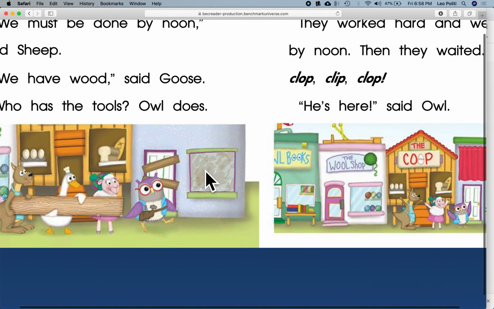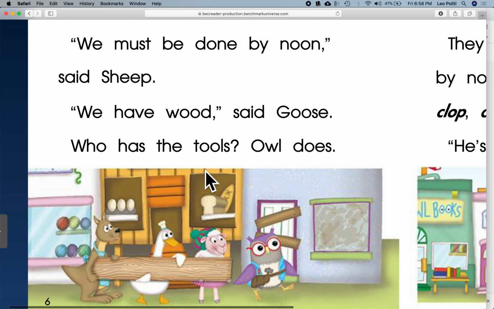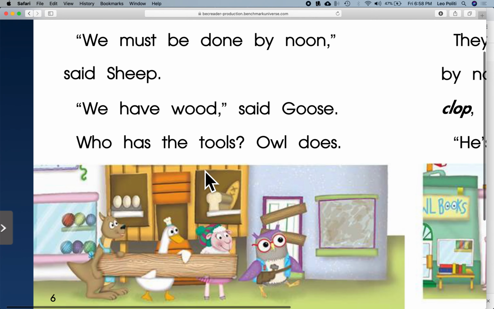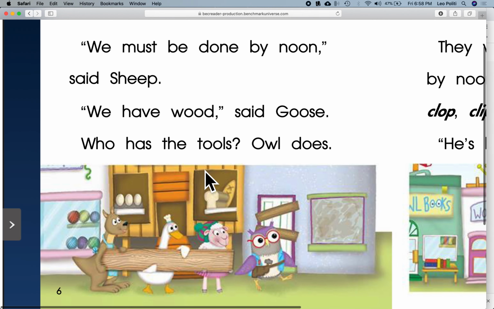Now, I think I'm going to start to make each page bigger. Especially if you're looking at this on an iPad, if I make it nice and big, it'll look even bigger on your iPad. Even on your laptop, if you're using a laptop. Take a look at the pictures. They seem to be carrying something and they're going somewhere. Where are they going?